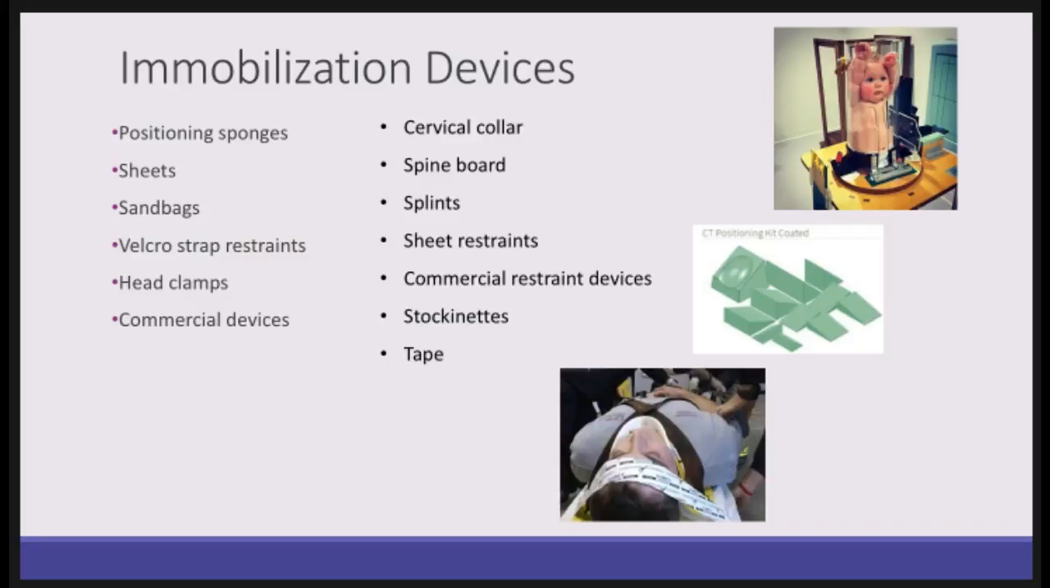These are some of our devices that we use. You need your positioning sponge, your sheets, sandbags, Velcro strap restraints, head clamps, and some commercial devices, which would be like the cervical collar, the spine board, splints, sheet restraints. Stockinettes is something that they use when they're casting patients. And tape is your friend. You can use tape for many, many things.